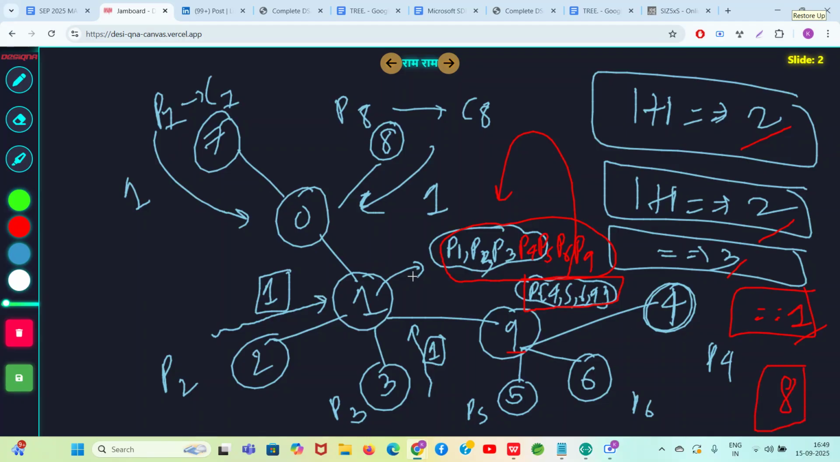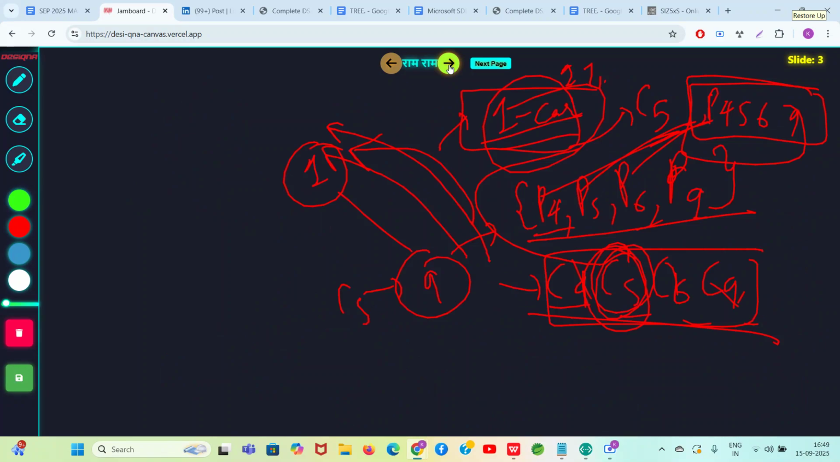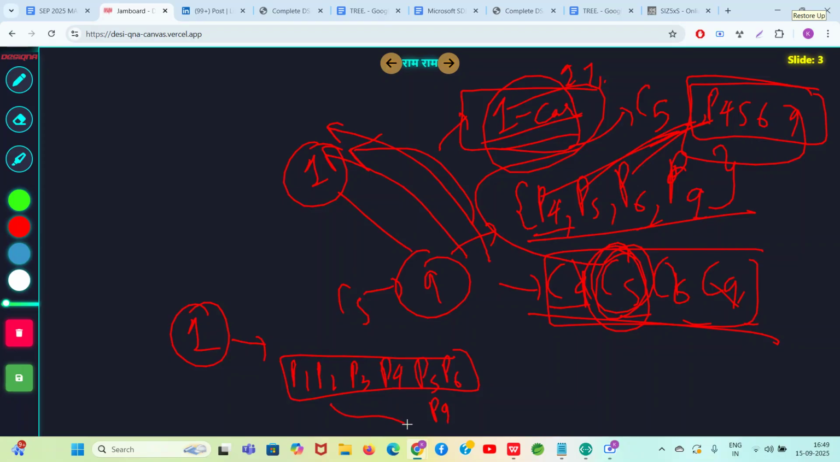At node number 1, there are 7 people now. P1, P2, P3, P4, P5, P6, P9. All of them need to reach node 0. So what is the best way? See, if so many guys have reached here, there must be a few cars also here, like C1, C2, whatever. Some cars will be there, C5 car. Some cars will be there. You never need to worry if you have enough cars or not.